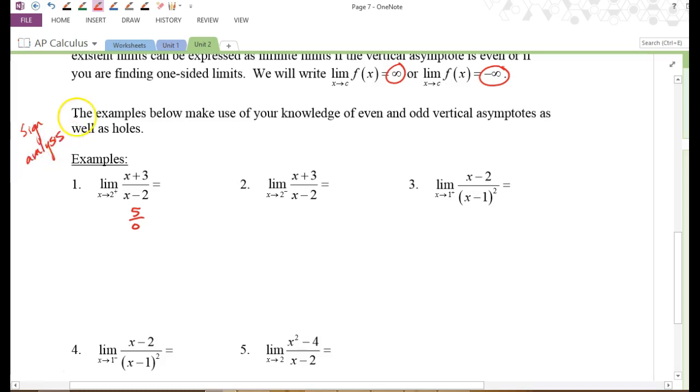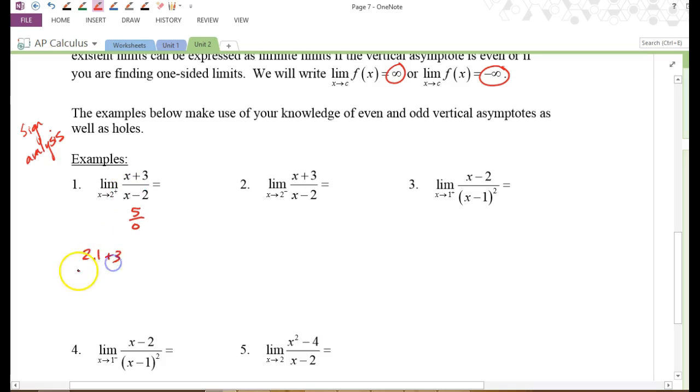Sign analysis is simply this: if I plug in a number that's just a little bit bigger than 2, is it going to be positive or negative on the top and on the bottom, which is going to tell me if the function is going to go to positive infinity or negative infinity. Because I know at this point, since I have a vertical asymptote, that the answer for this question is either infinity or negative infinity.